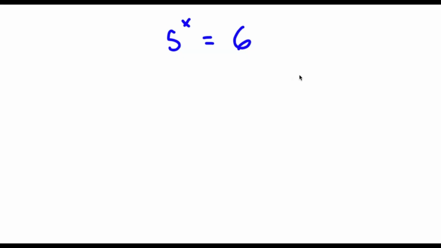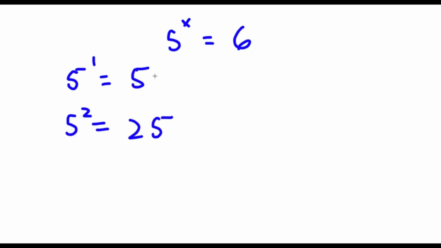Alright, so our problem here is 5 to the power of x is equal to 6. Just taking a glance at this problem, I know that x is going to be a decimal, because I know that 5 to the power of 1 is equal to 5, and 5 to the power of 2 is equal to 25. And 6 is somewhere in between 5 and 25, meaning x is somewhere in between 1 and 2. However, x is a decimal, and it's really hard to just guess for a decimal.